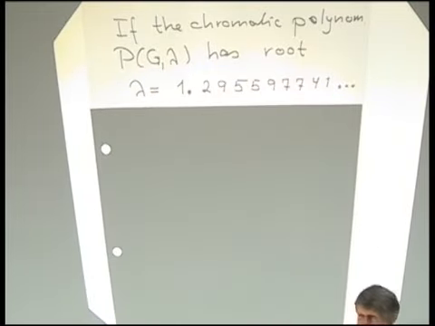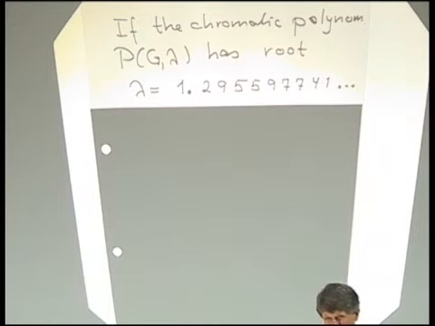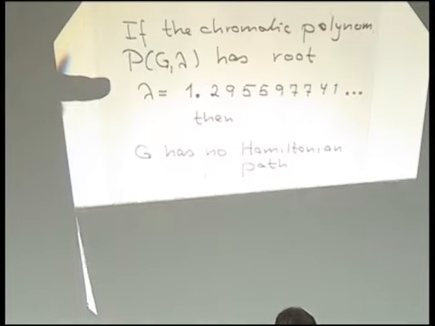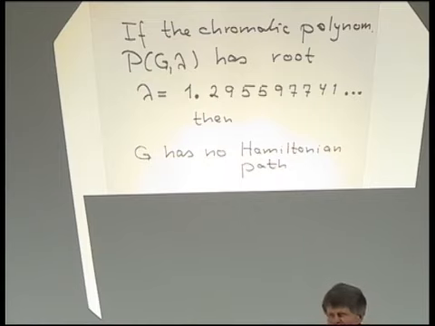What about non-integer roots? Suppose you have a chromatic polynomial which has this as a root. Can you then conclude anything about the graph? Such a graph does exist because this number is a little bigger than Bill's number, 32 over 27. So there are such graphs. Can we derive any information from this? And we can. We can conclude that it has no Hamiltonian path.